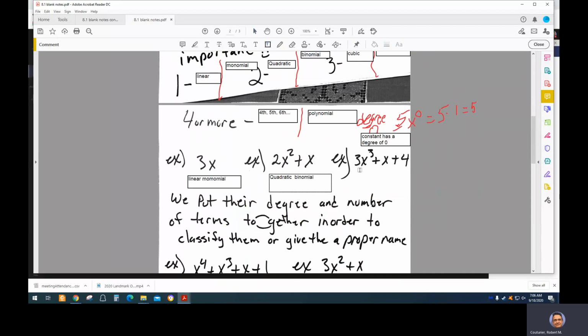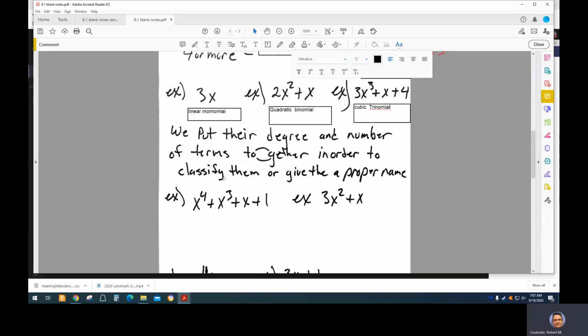And then you get this last one here. The biggest term, look, this is degree 3. This is a degree of 1. That's a degree of 0. So this is a cubic. It has 3 terms. Cubic trinomial.